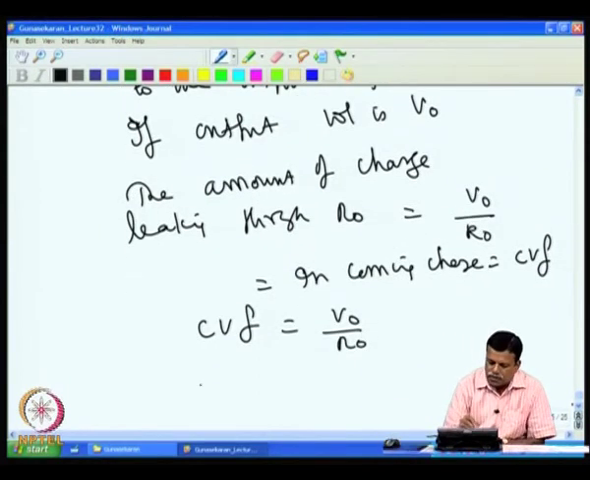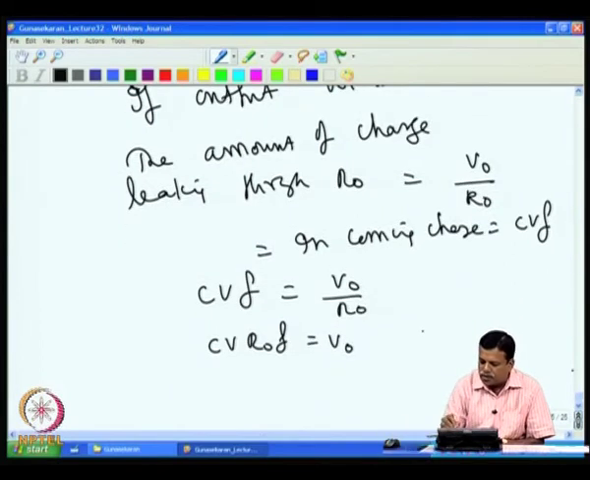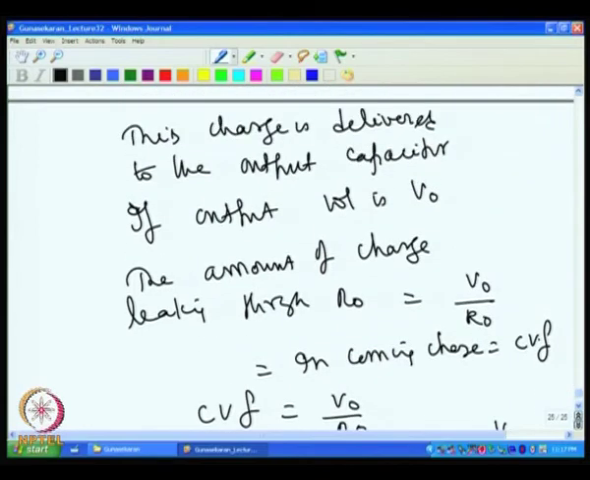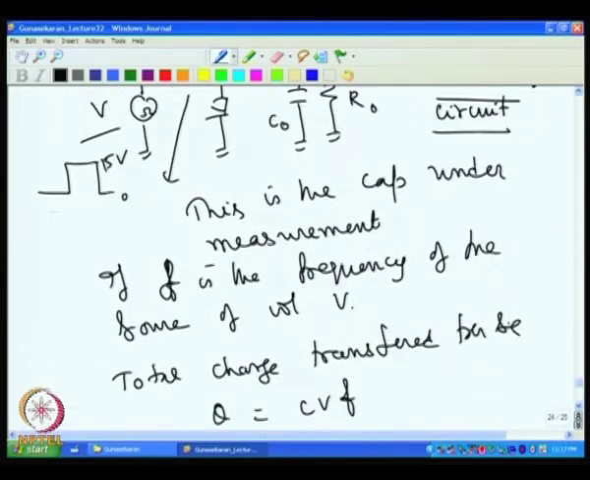So, CV R naught F becomes V naught. So, C can be written as V naught by V into R 0 F. So, from V naught we can find the value of the capacitance.